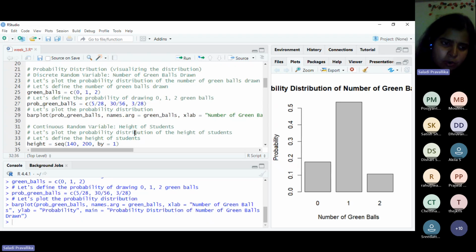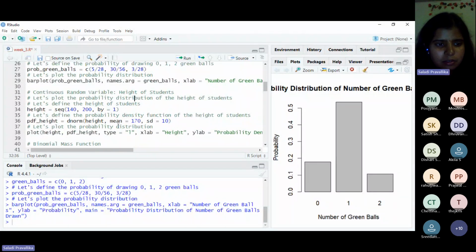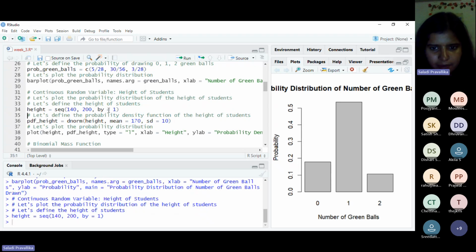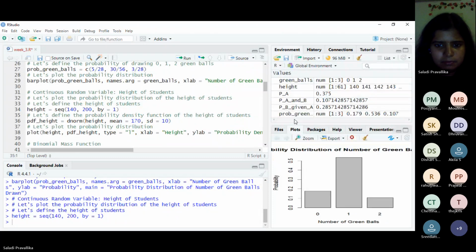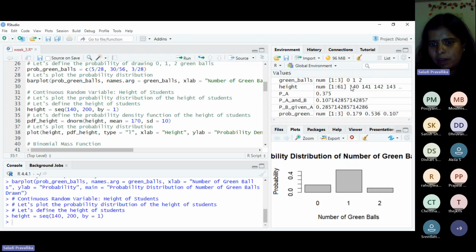Right. Now let us go for a continuous random variable. Example here, I'm taking heights of students. So I'm taking a sequence of values starting from 140 till 200 with a difference of 1. So I took some height values. You can see that in the environment.